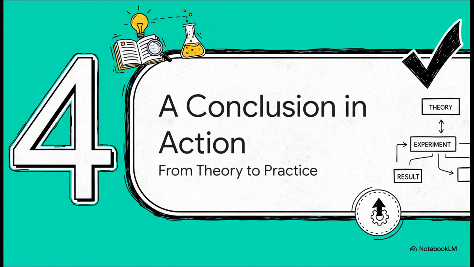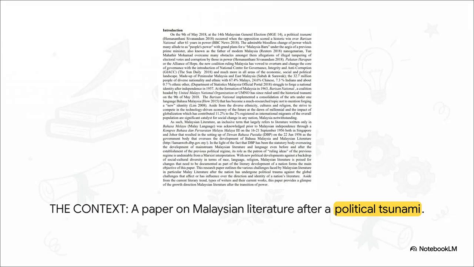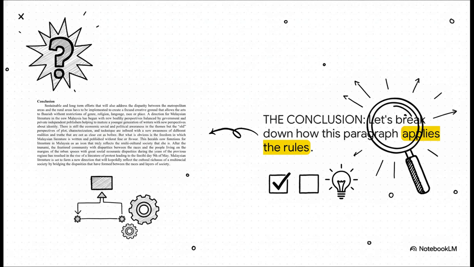All right, theory is great, but let's see how this all works in the real world. We're going to take apart the conclusion from an actual academic paper and see exactly how these rules come together to create a really powerful final statement. First up, a little context. This paper is all about Malaysian literature and how it changed after a huge political shift in 2018, an event the author calls a political tsunami. The main argument is that this election completely reshaped the landscape for writers. So the stakes are pretty high here. We're talking about national identity, art, and culture. And here it is, the conclusion from that paper. Go ahead and take a second to read it.